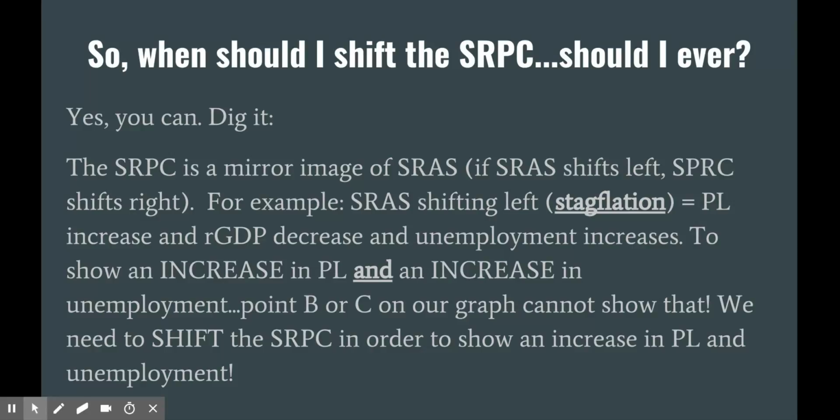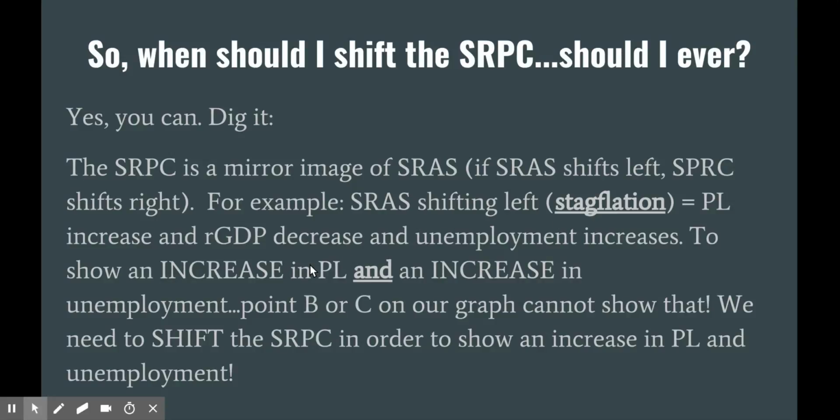So we want to think of the short run Phillips curve as a mirror image of SRAS, meaning if SRAS shifts to the left, short run Phillips curve shifts to the right. So here's an example I use with stagflation. If SRAS shifts to the left, we see price level increase and unemployment increase. That should be ringing alarms. And well, that's not right because it's supposed to show a trade-off. Both can't go up. Exactly.